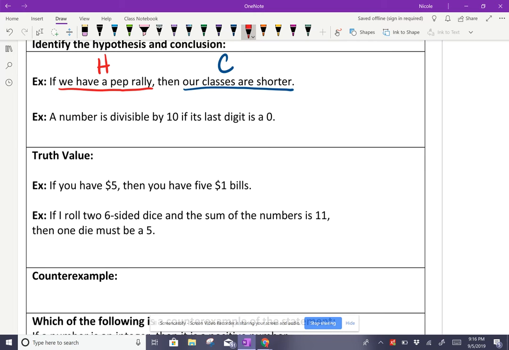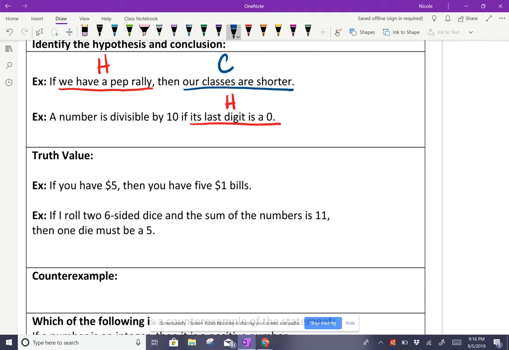My next statement says, a number is divisible by 10. So this one didn't start with if. A number is divisible by 10 if, oh, there it is, if its last digit is 0. So this conditional statement is not in the same order as the two we have done before. Our hypothesis and our conclusion are in different places, and that's okay. We still follow the rule that our hypothesis immediately follows the if. So if its last digit is a 0 is our hypothesis.